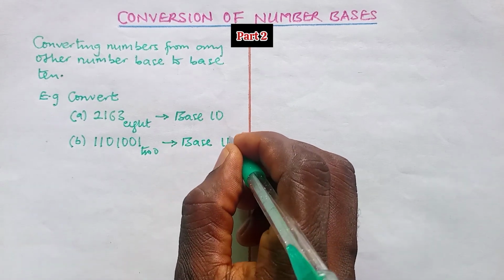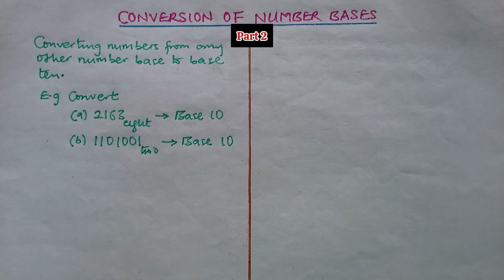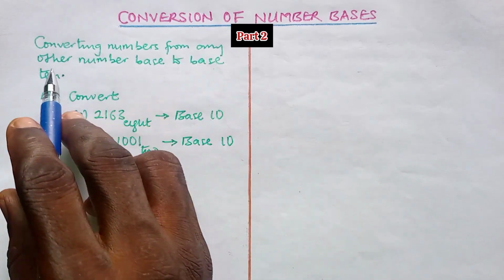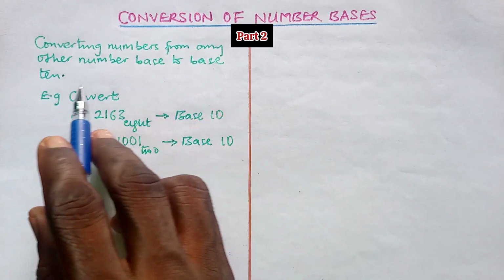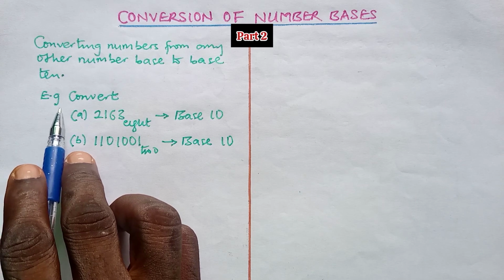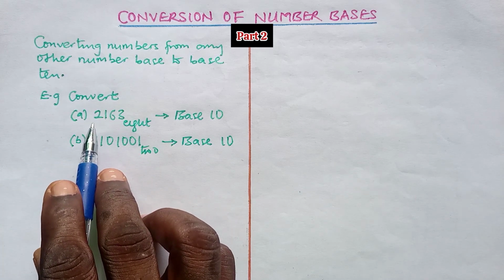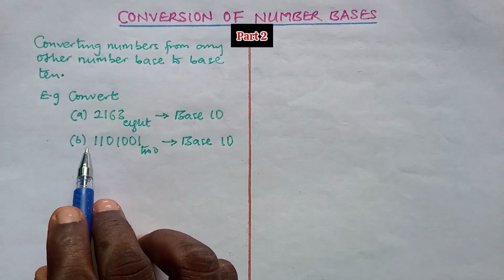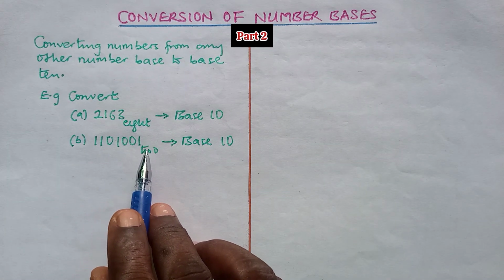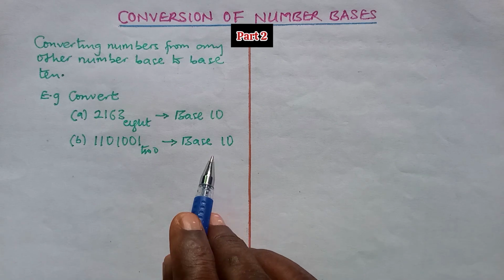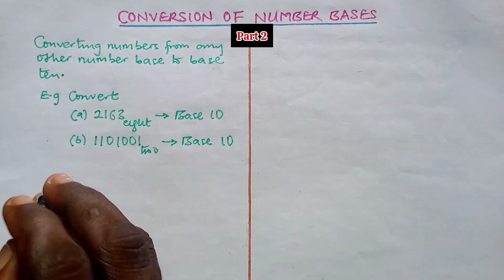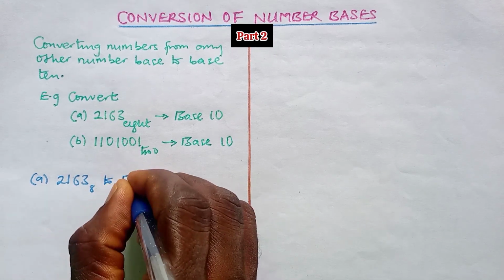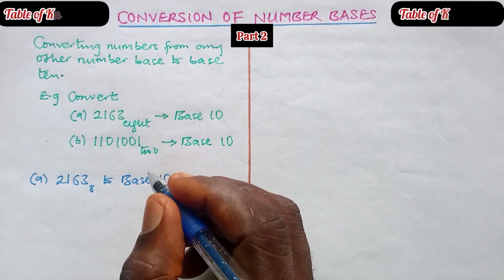In this video, we are looking at converting numbers from any other number base to base 10. Our examples will convert 2163 in base 8 to base 10 and 11010001 base 2, that is binary, to base 10. So we start with the first one. 2163 in base 8 to base 10.